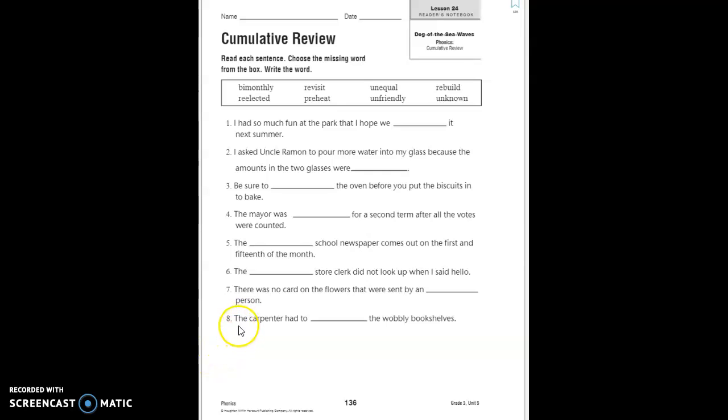And finally, number 8. The carpenter had to blank the wobbly bookshelves. They're wobbly. We don't want them to be wobbly. All our books would fall, right? So let's take a look. What did the carpenter have to do? Bi-monthly, re-elected, revisit, preheat, unequal, unfriendly, rebuild, unknown.